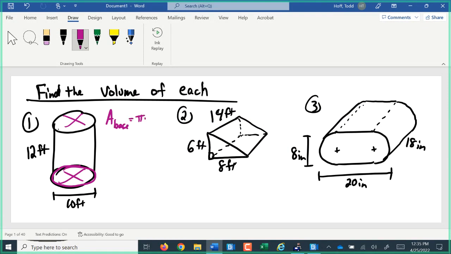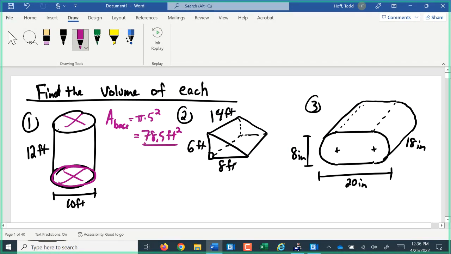Pi times, what would we use here? 10. Or its area is pi times radius squared. Oh, so 5, yeah, so times 5 squared. 10 would be a diameter, so the radius would be 5. So that gives us 78.5 square feet is our area.